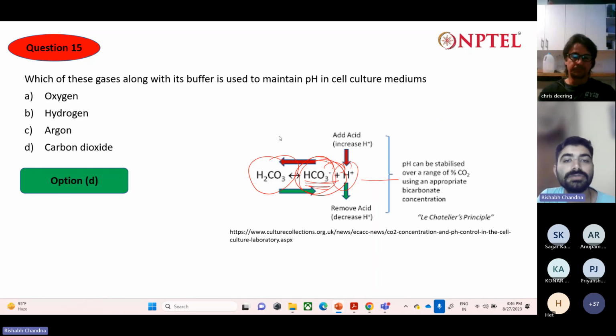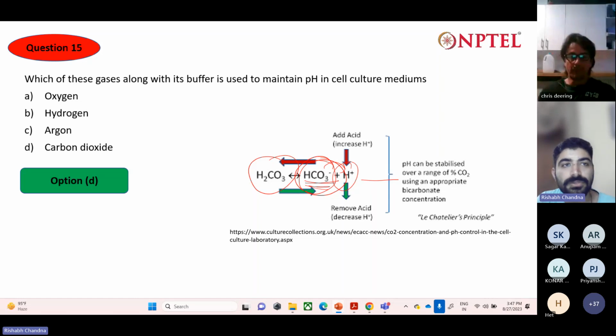So does anybody have any doubt in this mechanism? No, sir. Sir, what if the pH gets more acidic? Can it balance then? Yeah, that's when the H plus ion increases. It will bind to the bicarbonate ion and form carbonic acid. So this helps in maintaining the pH, and it will be around 7 in the cell culture medium. Okay, okay, sir.